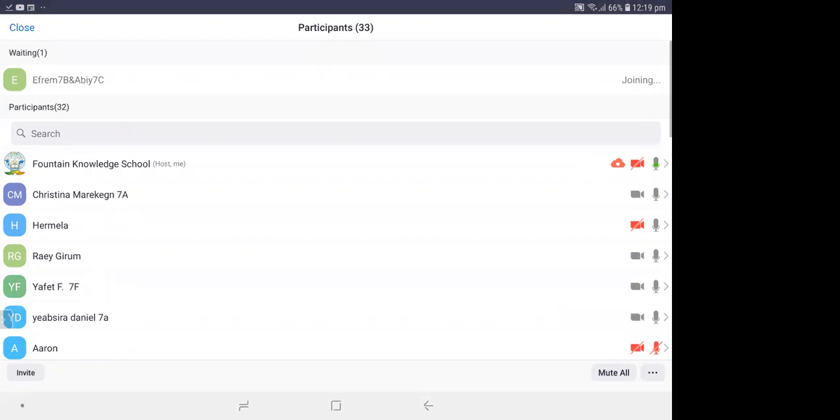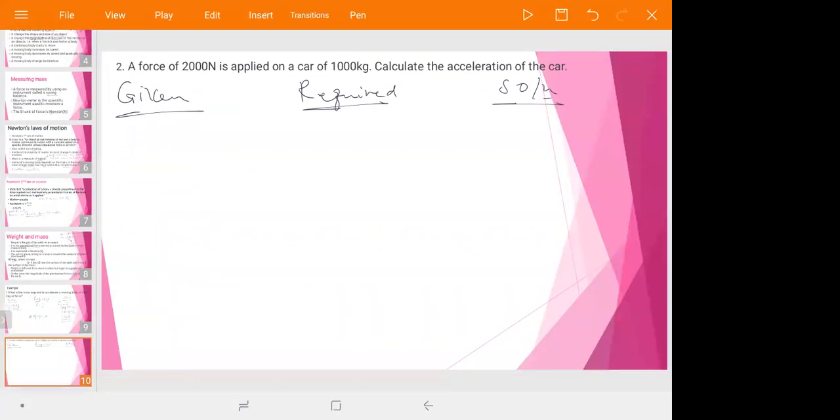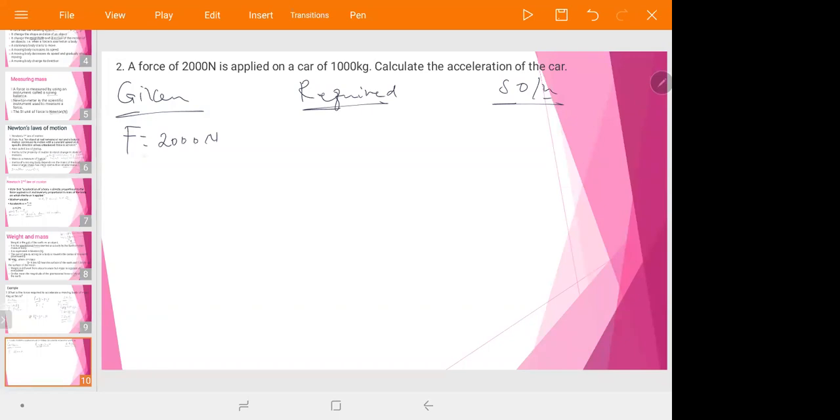What do you have? You do have force equal to 2000 Newton, mass equal to 1000 kilogram. Required is acceleration. Acceleration is equal to force divided by mass. Therefore, 1 Newton means what?